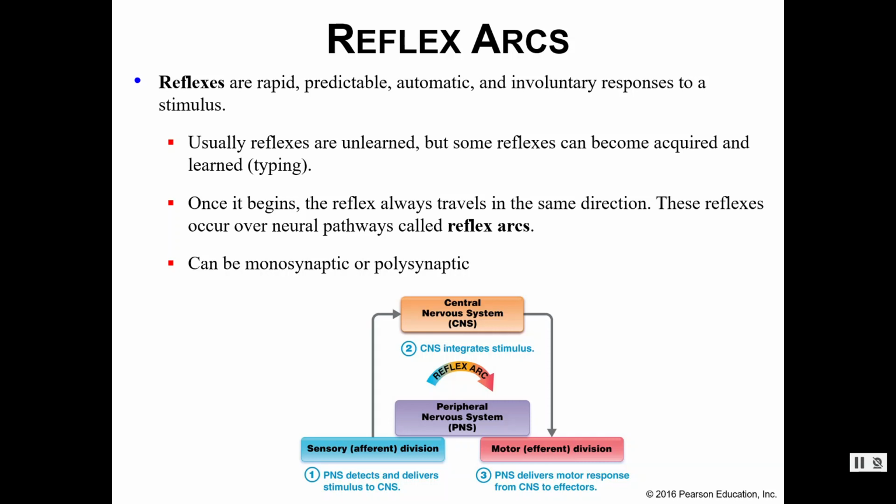Once it begins, a reflex arc always goes in the same direction, which is why we call them arcs. It's like a pathway. These come in two varieties, monosynaptic and polysynaptic. Remember that mono means one or singular, poly means several or many, and synaptic refers to a synapse between neurons. So monosynaptic, we would have one synapse occurring between two neurons. Polysynaptic, we would have at least two synapses, and you would need at least 3 neurons to accomplish that.